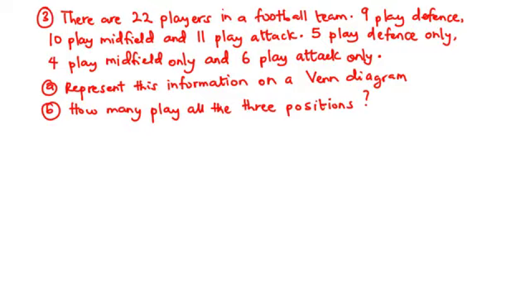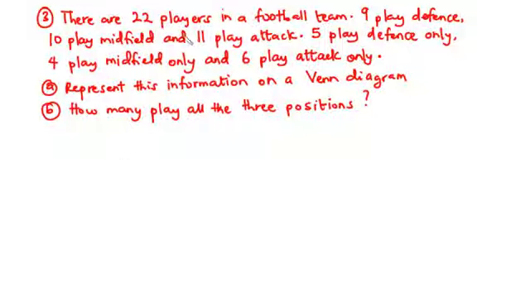So for the third question, there are 22 players in a football team. 9 play defense, 10 play midfield, and 11 play attack. 5 play defense only, 4 play midfield only, and 6 play attack only. A. Represent this information on a Venn diagram. B. How many play all the three positions? So let's write down the information we gather from the question.